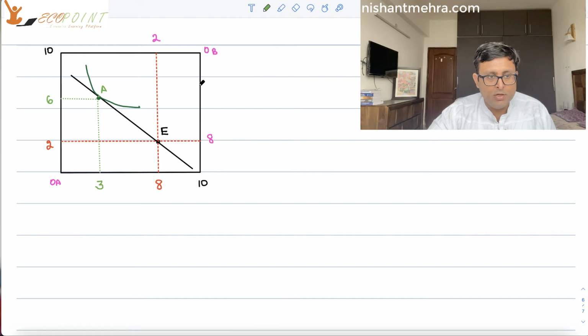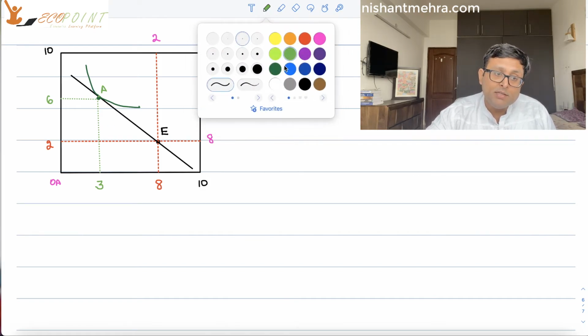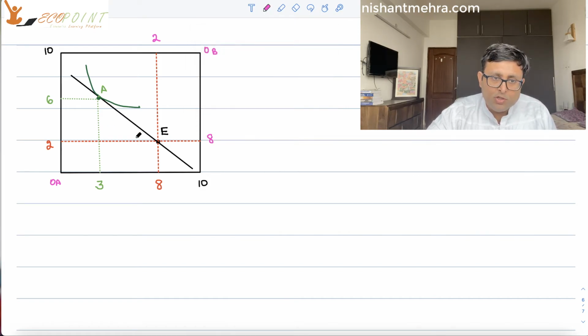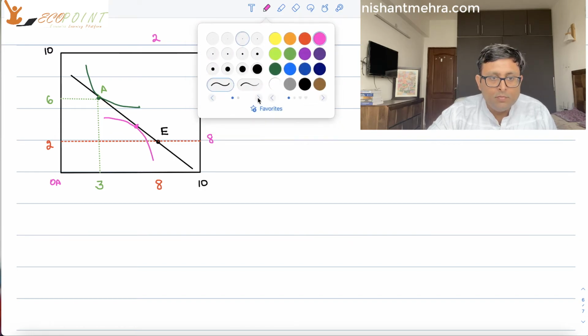So given this budget, now you will also be maximizing your utility. Your utility is moving like this. Given this budget line, is this your highest indifference curve? No. Is this your highest indifference curve? No. You can go further. Okay, let it be like this. So let us say this is your highest indifference curve.